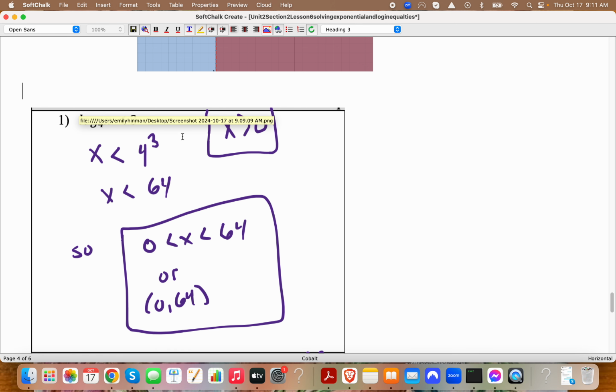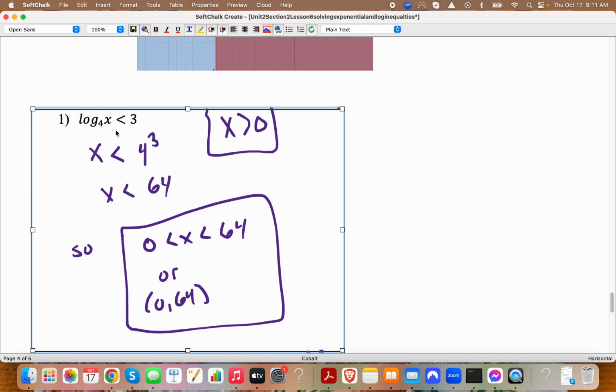So when we want to know what values of x can we put in here so that this side is less than 3? Well, anywhere from 0 up to 64 will make that true, but x cannot be less than 0 because there was this domain restriction. So whenever you're working with exponential and log inequalities, make sure you find what limits the domain of the log function or the exponential function, and you take that into consideration when you write your final solution.